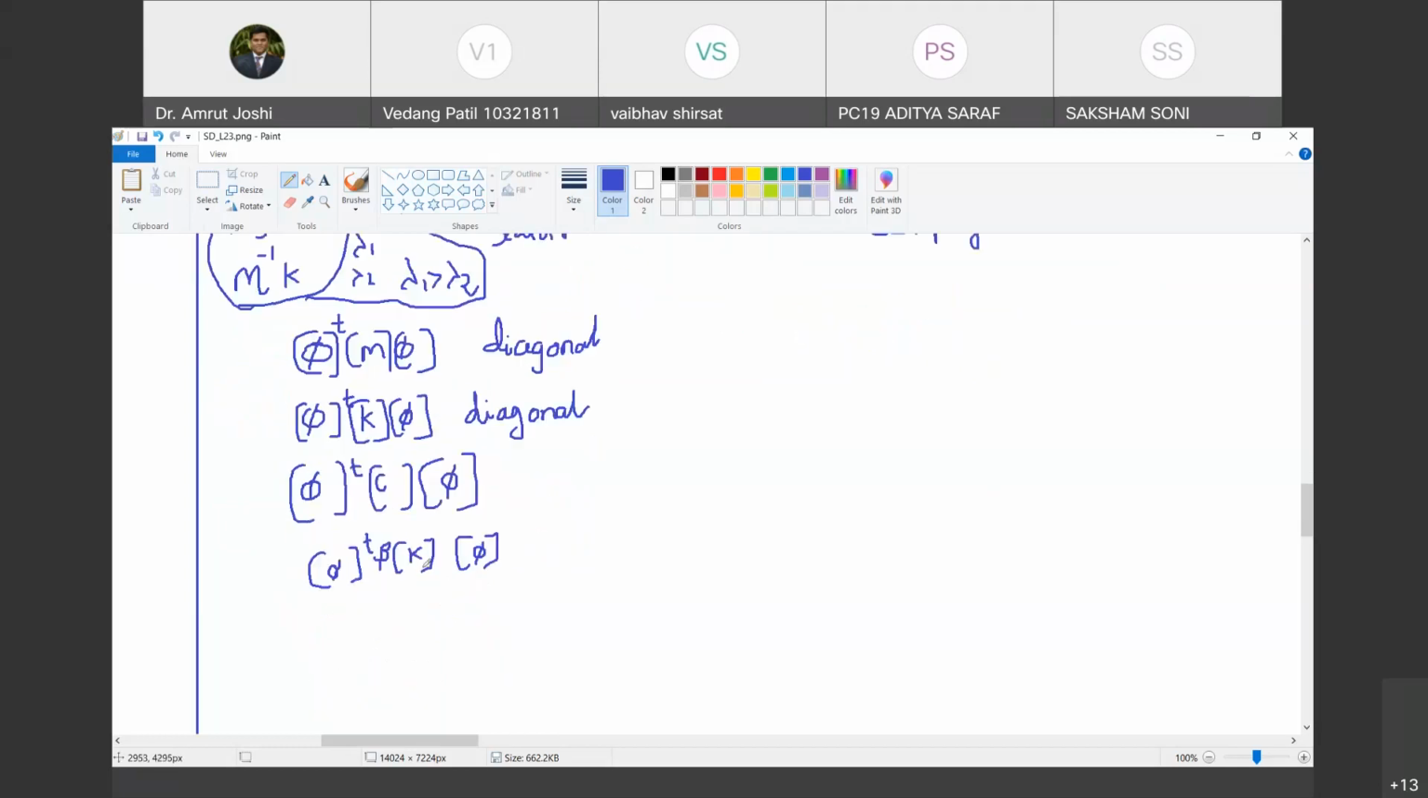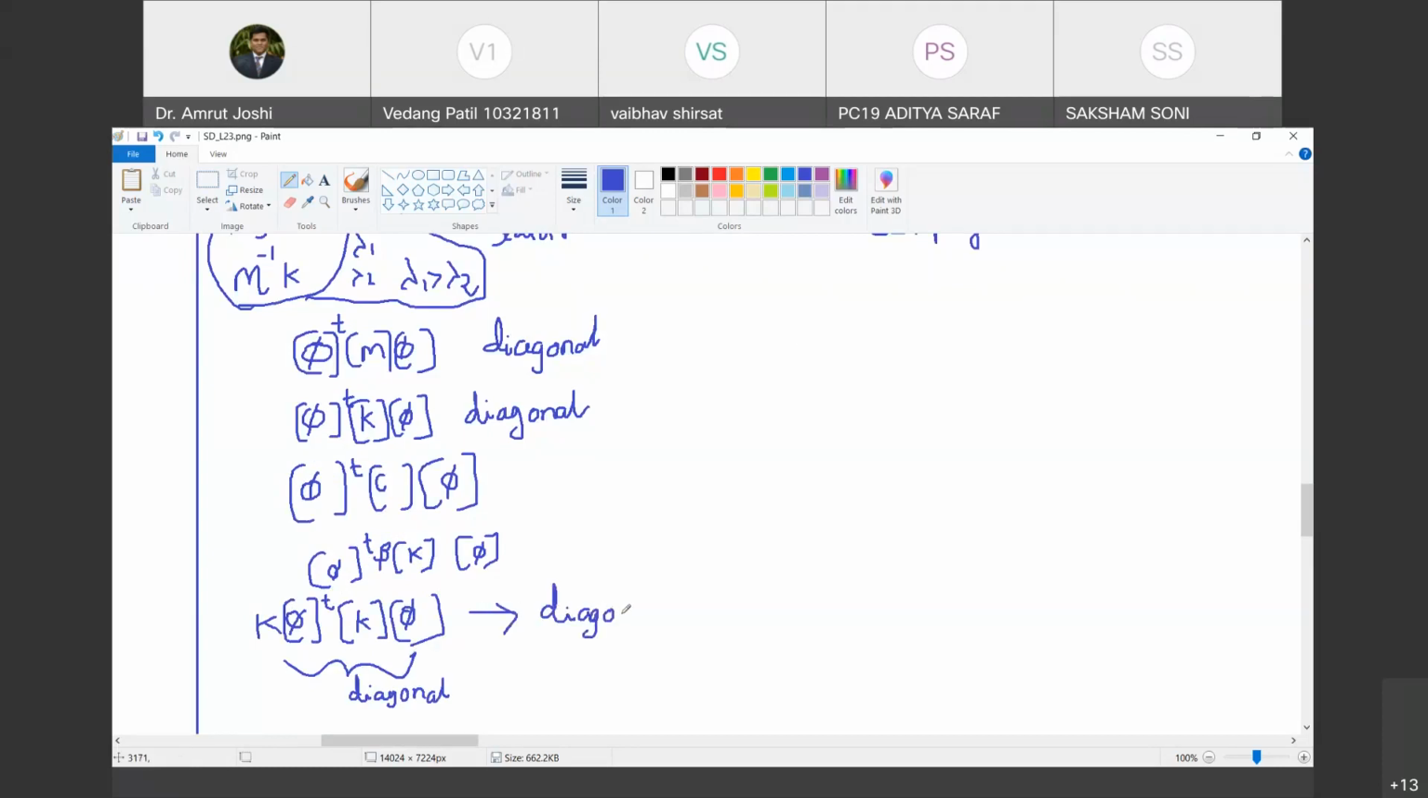As beta is a scalar, it will come outside the bracket and outside the matrix operations, so it will be beta times phi transpose K phi. Do you agree with me? But as this matrix is diagonal, any non-zero number multiplied by a diagonal matrix results in a diagonal matrix.